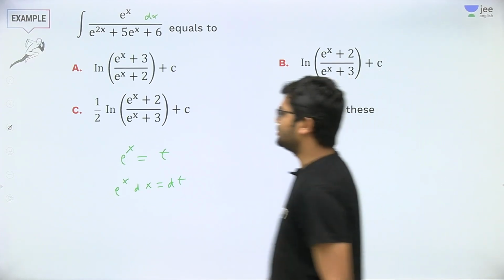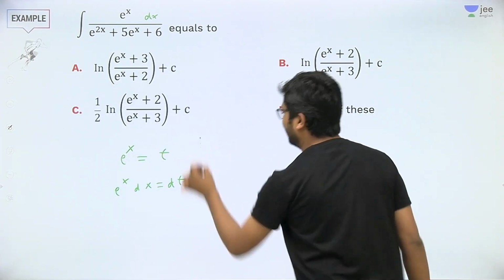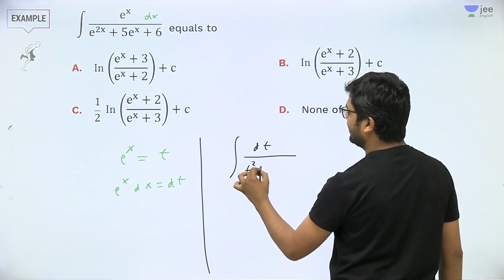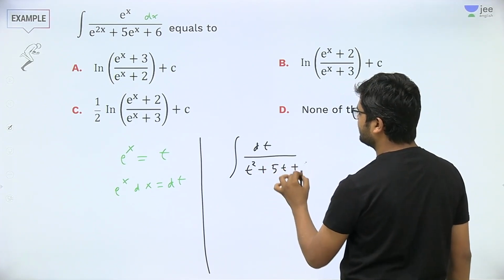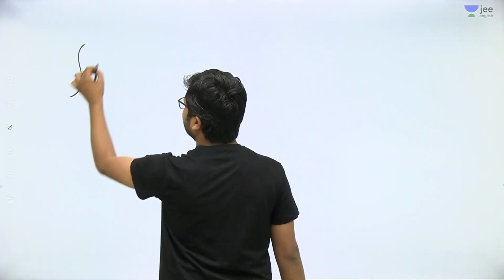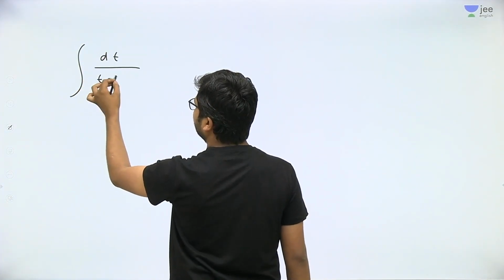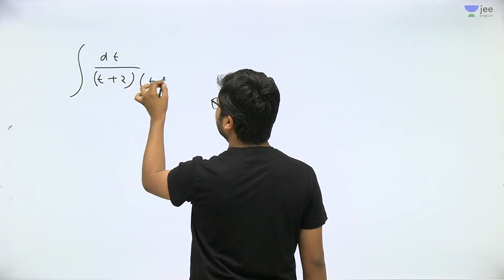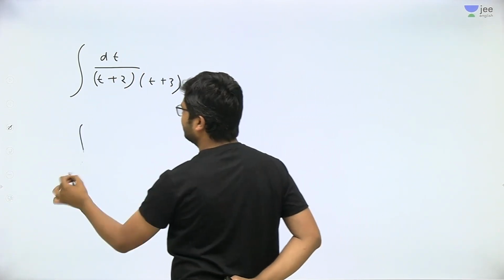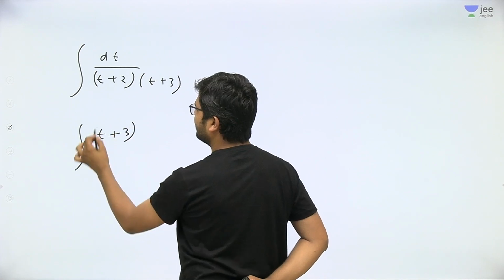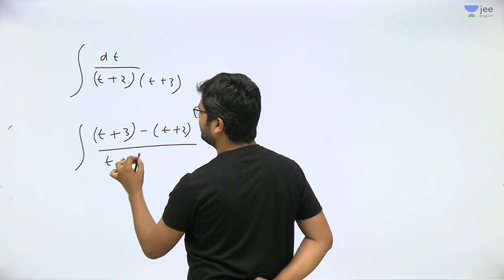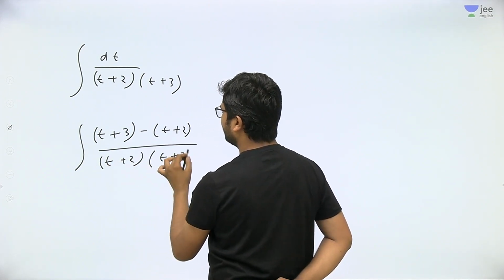Now apply this substitution. If you apply this substitution, the integral will become something like this, dt upon t square plus 5t plus 6. Now this can be factorized as (t plus 2)(t plus 3). So this can be written as integral of dt upon (t plus 2)(t plus 3). This is the basic factorization, and the difference of these two factors is 1. So 1 can be created in terms of these two factors like this, (t plus 3) minus (t plus 2) divided by (t plus 2)(t plus 3). Very easy question. And dt.